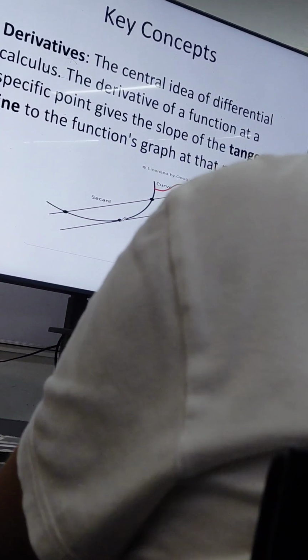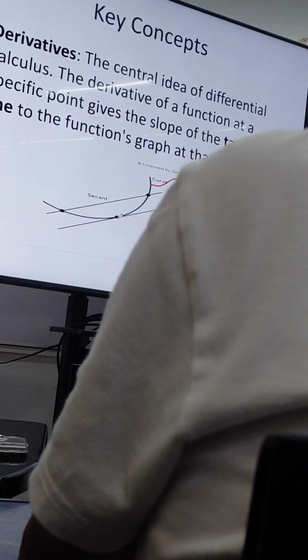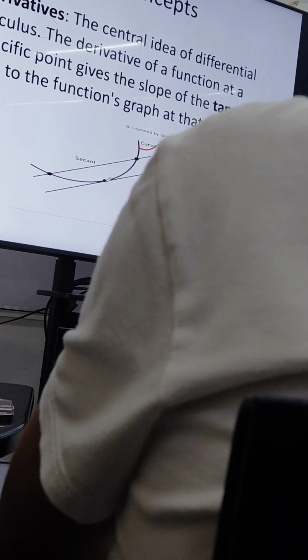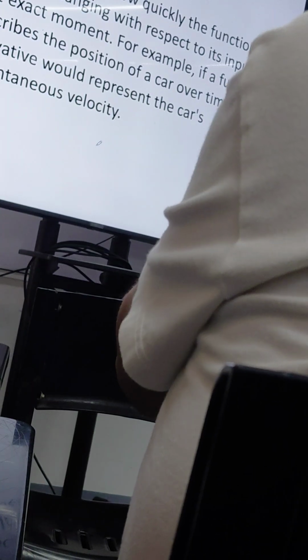So every time you differentiate y with respect to x, you are actually getting the slope, okay, of the tangent line, and that slope is your dy over dx. Okay, so that's how you interpret derivatives geometrically. So the slope tells us how quickly the function's output is changing with respect to its input. Your input is your x, and then your output is your y, at that exact moment. So for example, if a function describes the position of a car over time, so ito yung distance s traveled by the car, which is a function of time, then the derivative will represent the car's instantaneous velocity. So when you differentiate the distance with respect to time, you're actually getting the velocity of the car.